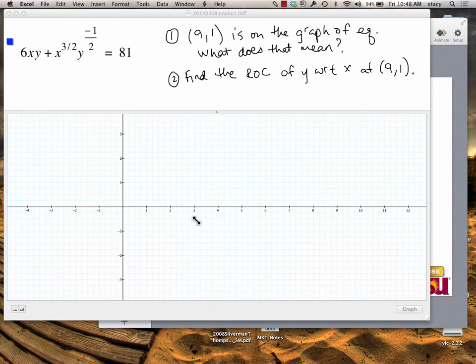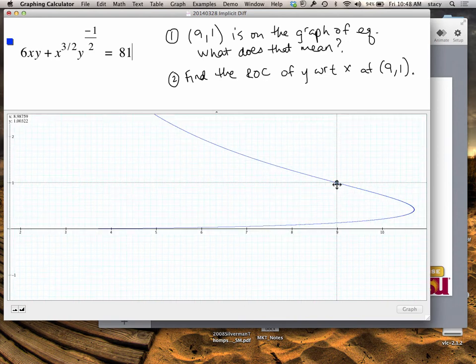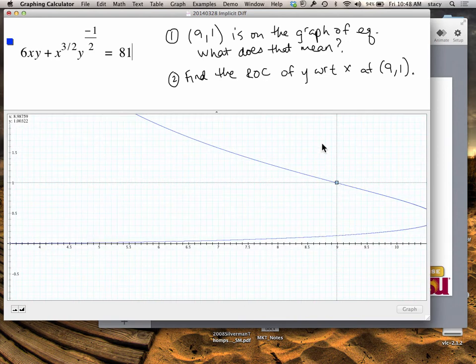Sweet, yeah, I know. Okay, so the point 9, 1, right? So the point is on the graph, right? So if I look at this graph of the equation, I can identify 9, 1 is on the graph. I can't get there exactly right now, but that's okay. But what does that mean?